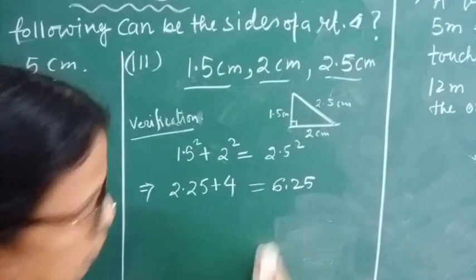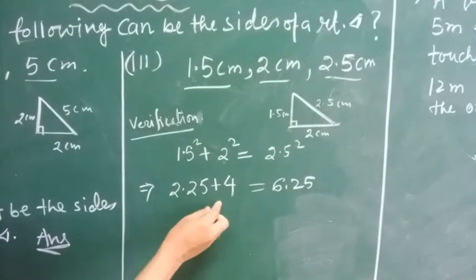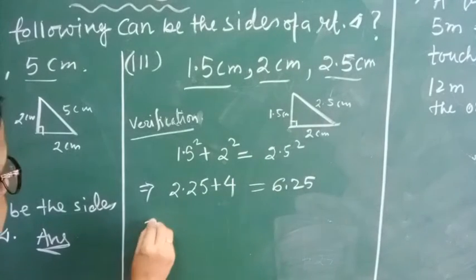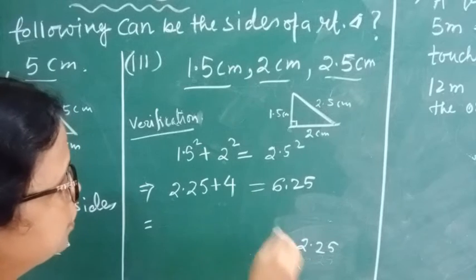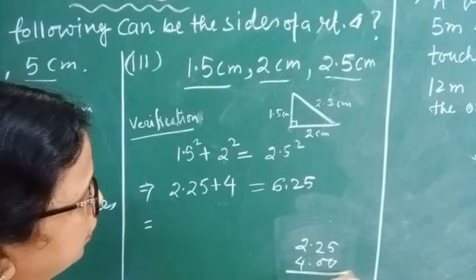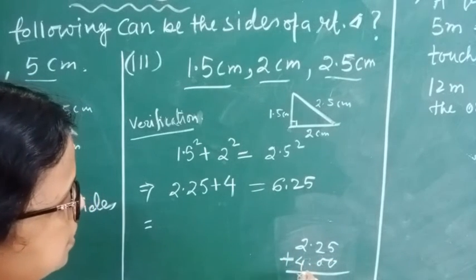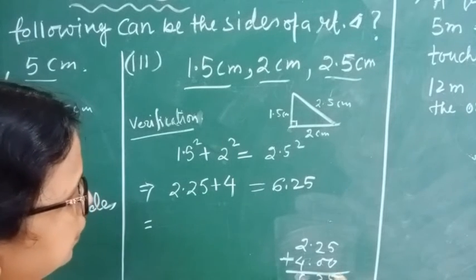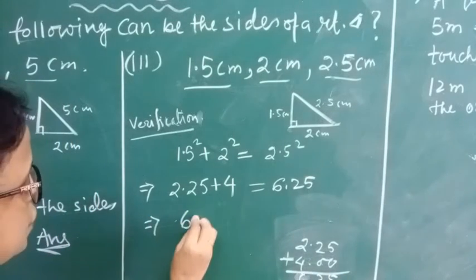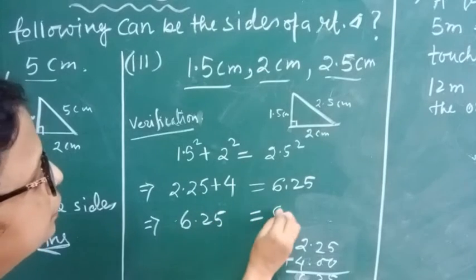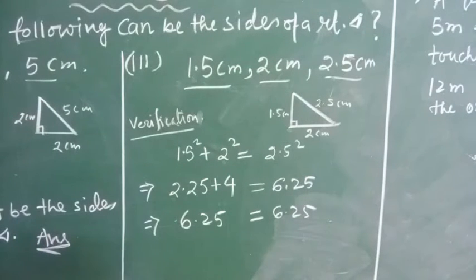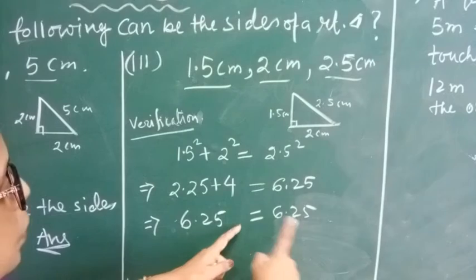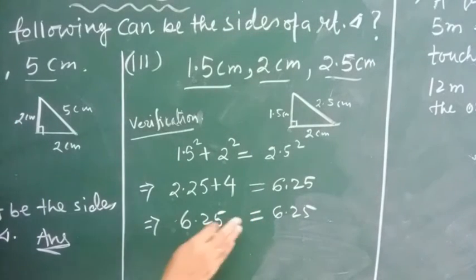Now we have to check whether the left hand side is the same as the right hand side. Now 2.25, you will add 4. 4 is a whole number, so 4.00. If we add this you will get 6.25. So the left hand side is also 6.25. So the left hand side value is the same as the right hand side. So we can write that both the values are equal. So the equal to sign is very much true here.